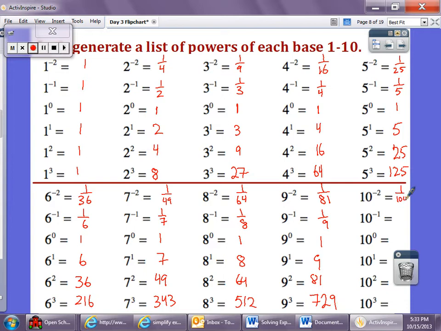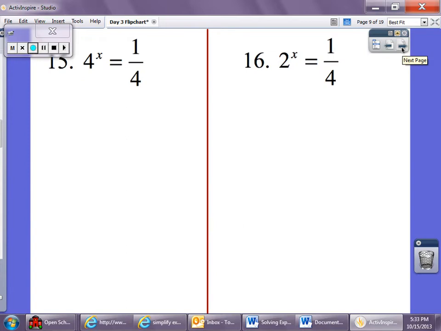1 over 100, 1 over 10, 1, 10, 100, 1,000. And I'll give you some time to copy it, but just pause it and I'll move on. Now, what we're going to look at, 15, 16, we're going to look at solving these.